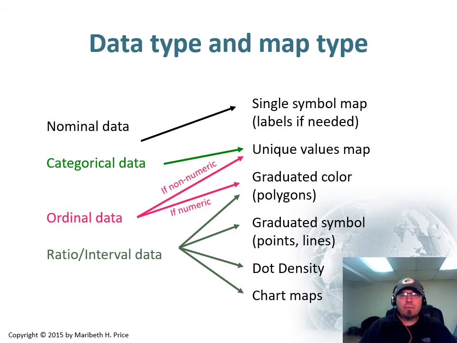And then interval and ratio data, which is all your numeric data, you have lots of options. Most of the time, I will tell you, like 99% of the time with interval and ratio data, you're going to use graduated color, especially for polygons, or graduated symbol for points and lines. The bottom two, dot density and chart maps, are very specific. Very rarely are you going to use those. It's going to be graduated color or graduated symbol for those types of data.